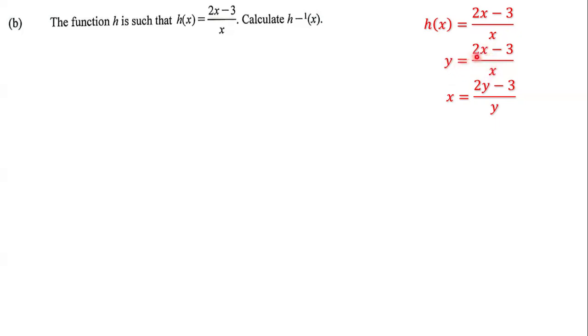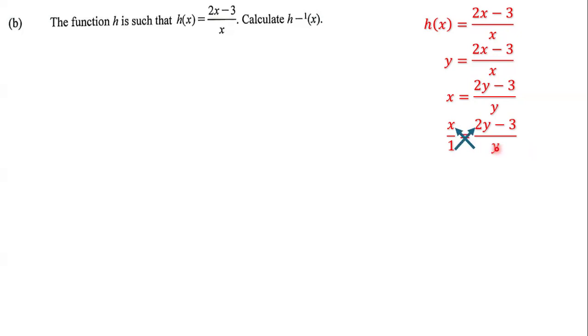So again, this is y is equal to 2x minus 3 all over x. And since we're swapping, wherever we see y, we put x. So y was over here, so we put x there. And wherever we see x, we put y. So we had two x's, so we put y here and we put y here. So we swap. Now we're going to solve for y. So we have to cross multiply.